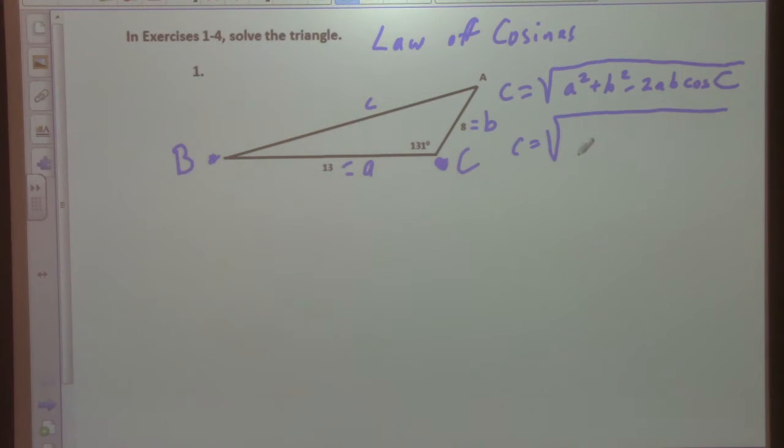So anyway, c is equal to the square root of 13 squared plus 8 squared minus 2 times 13 times 8 times cosine 131 degrees.